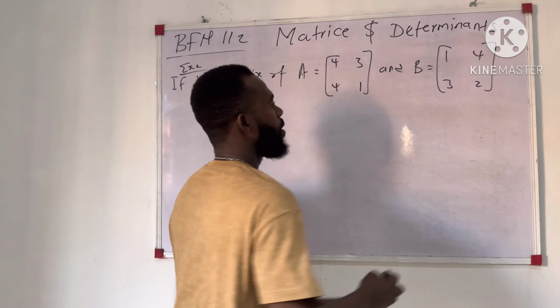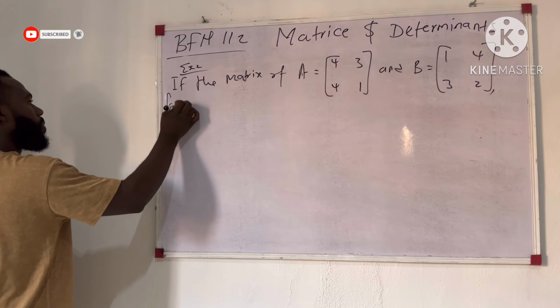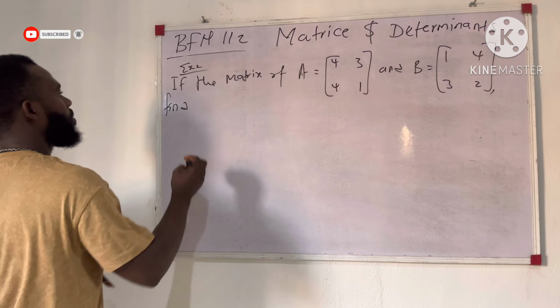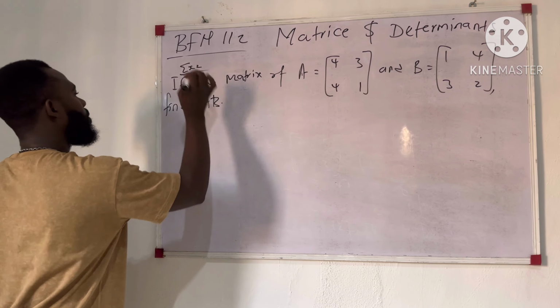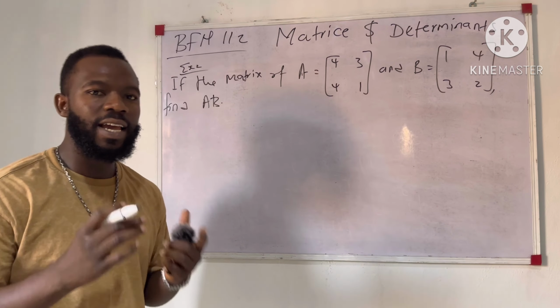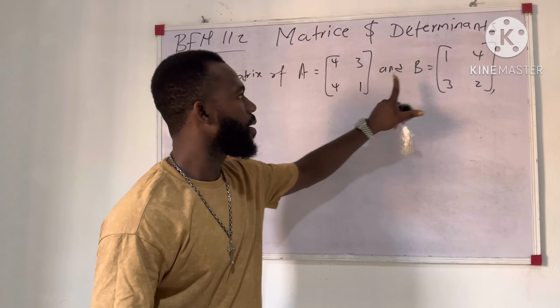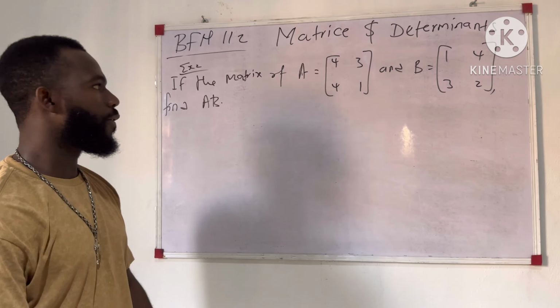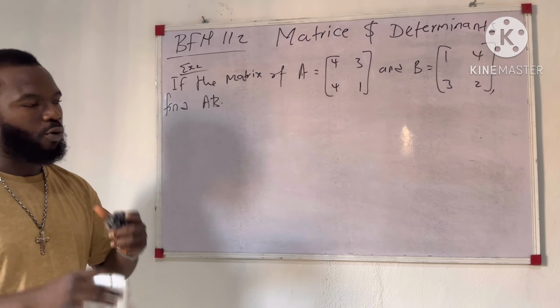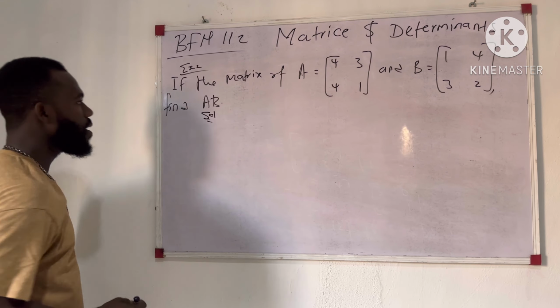Find AB. Now, AB means A times B. So it means here we're going to multiply the matrix of A by the matrix of B. How do we go about that? Let's see. Solution.